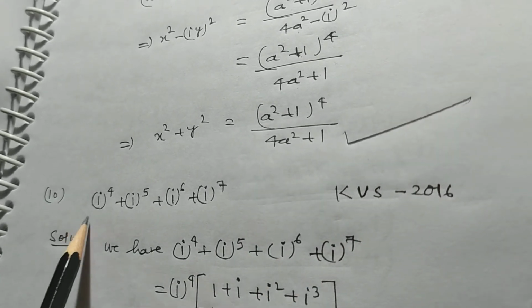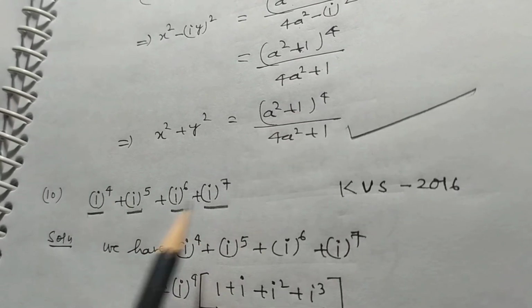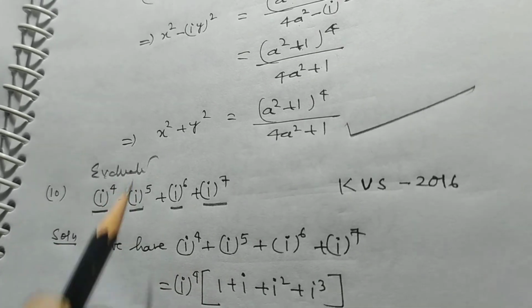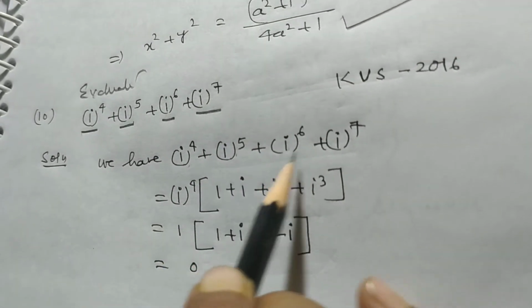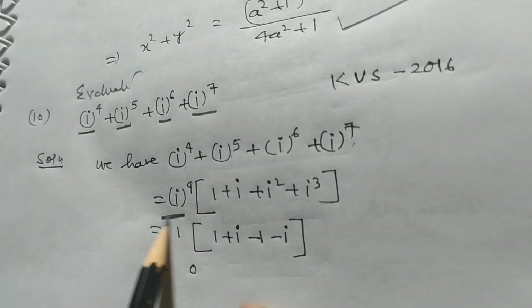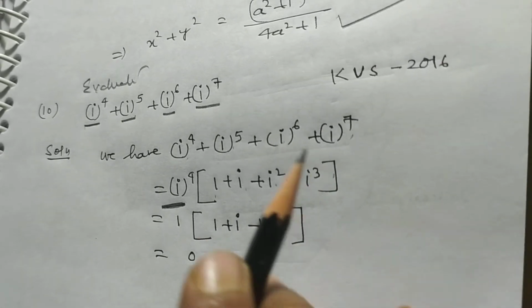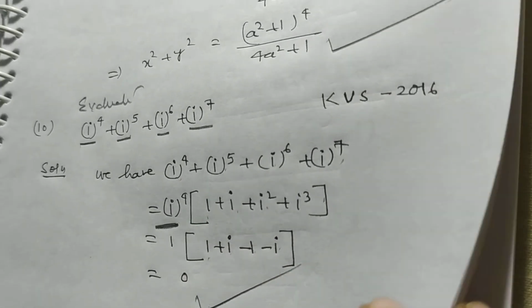Now i to the power 4 plus i to the power 5 plus i to the power 6 plus i to the power 7. Evaluate. We have i to the power 4, i to the power 5, i to the power 6, i to the power 7. Taking common i to the power 4, it is 1 plus i plus i square plus i cube. That is 1 plus i minus 1 minus i, that is 0.